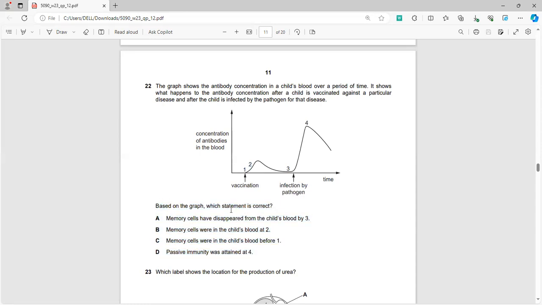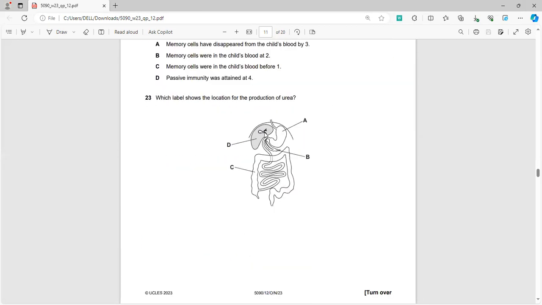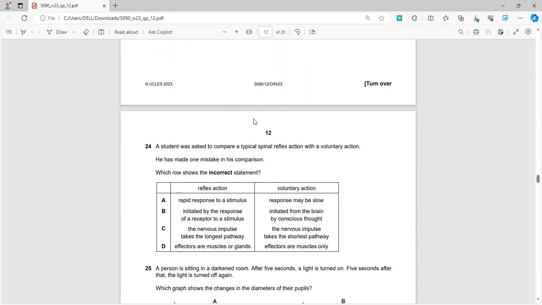Now, which statement is correct? We see over here that a person is vaccinated at number one. Immediately after vaccination, the person will develop antibodies, because the dead antigen will stimulate the T helper cells. The next time the person is infected by the pathogen, his immunity rises immediately because of the presence of the memory cells. Which organ produces urea? Obviously, the liver. The liver is the largest organ in your body as well. It converts all the ammonia and the protein into urea.